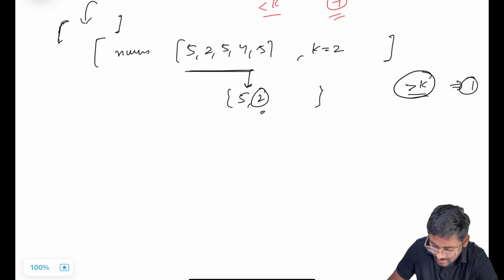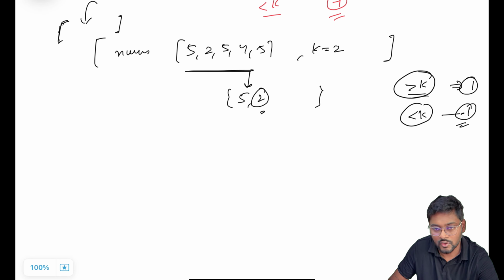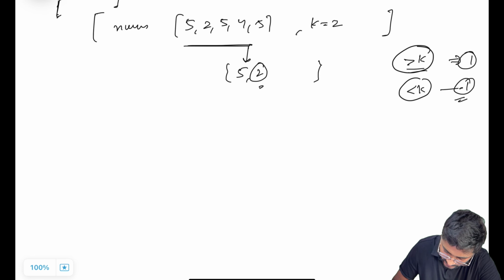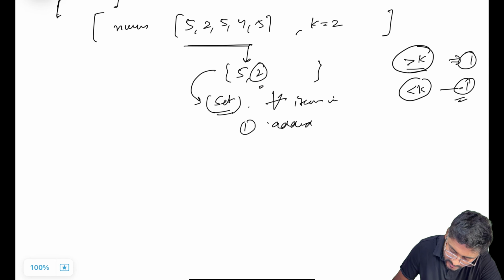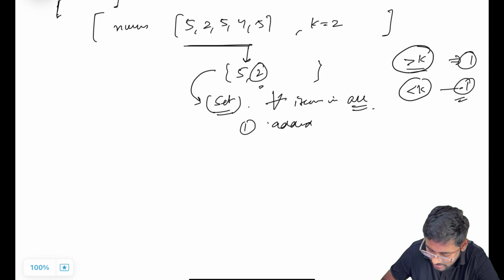If it is less than k, then there is directly -1. No possible solution for this problem. So what I can do is I can directly pick each element and add it to the set. If it is added successfully, for all items in the array, I will just add it in the set.